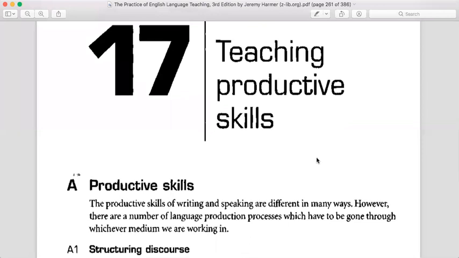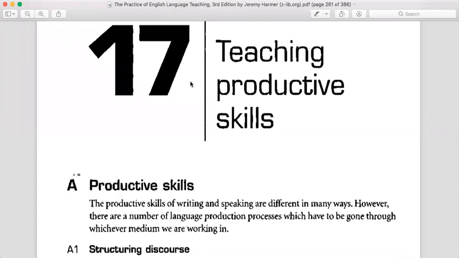So today we are going to do teaching productive skills, and for this I have selected the 17th chapter from Jeremy Harmer's third edition. Now what are these productive skills? There are 4 skills. 2 are receptive that we have already done, and there are 2 productive skills. Now in these productive skills we have speaking and we have writing.